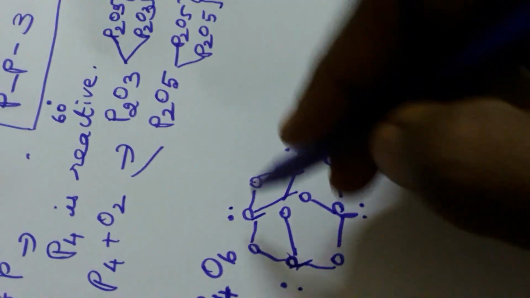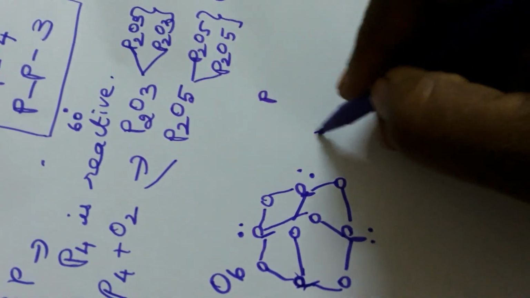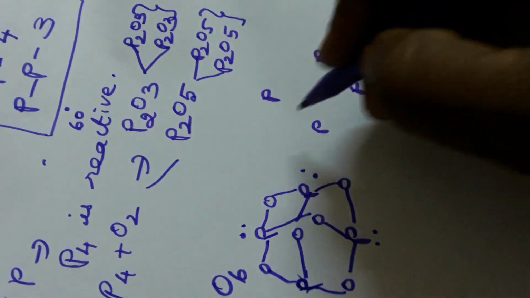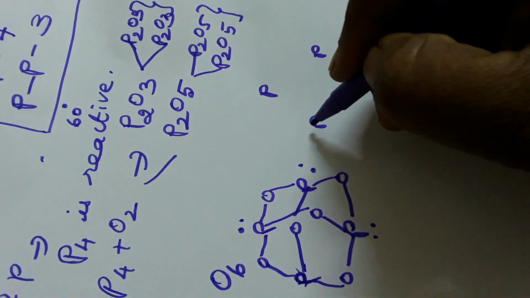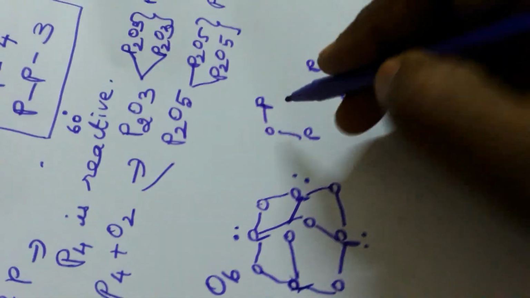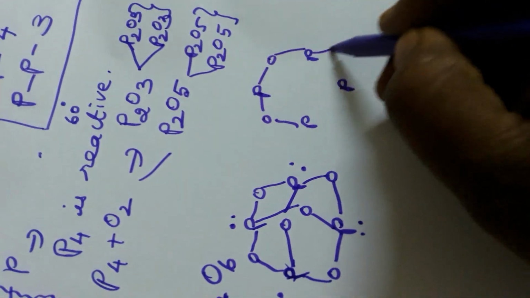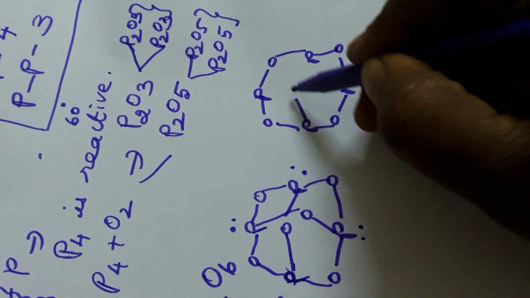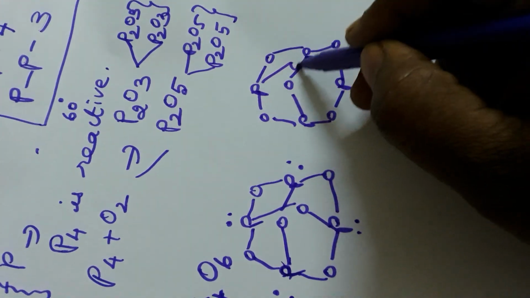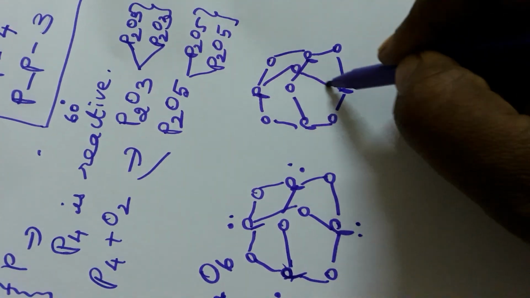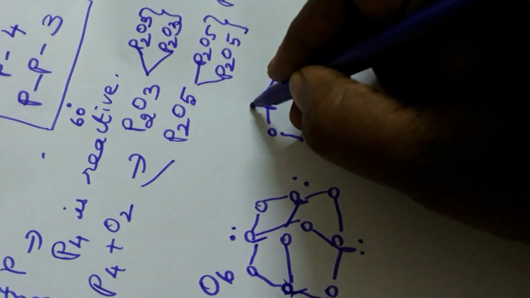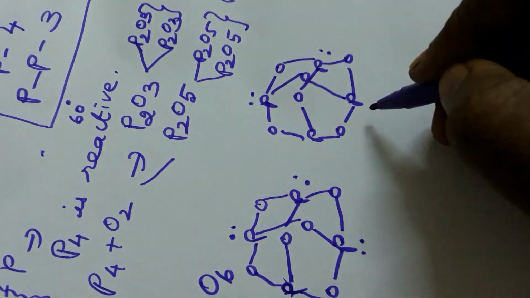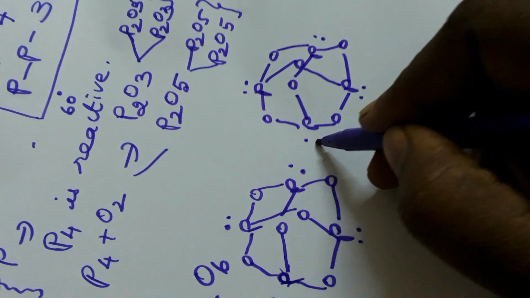Very simple. I'll repeat again. First draw 4 phosphorus atoms like this. Instead of the phosphorus connection, you have a phosphorus-oxygen connection. Draw phosphorus-oxygen like this. Then the fourth oxygen will be between these two, the fifth oxygen like this, and the sixth oxygen like this. And as usual, a lone pair of electrons will be present on each phosphorus atom.